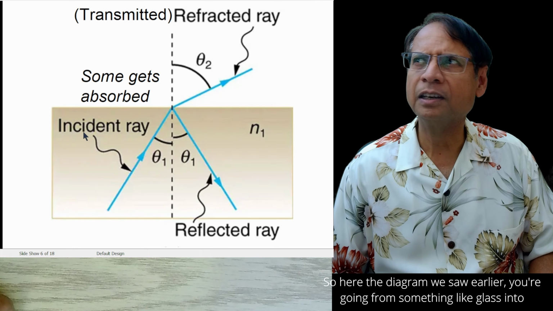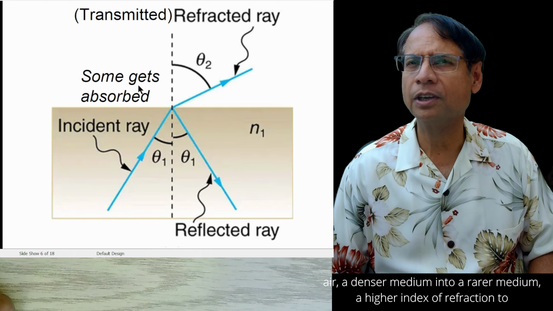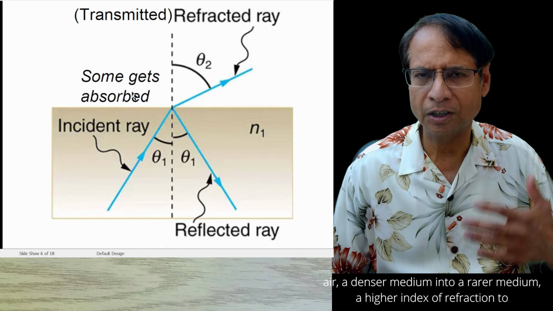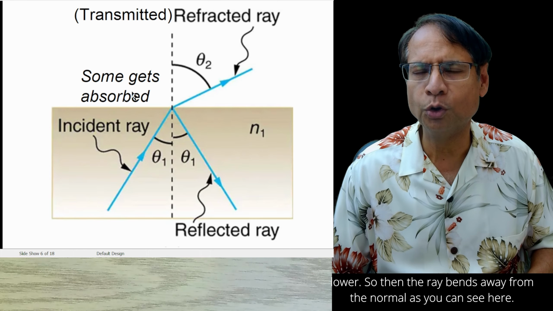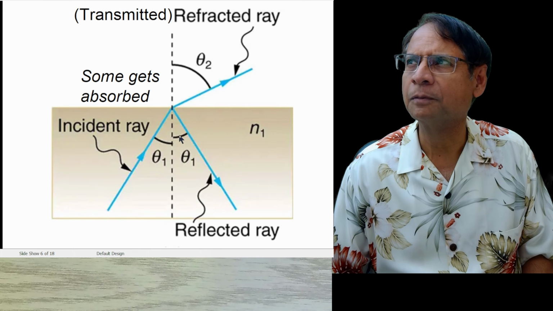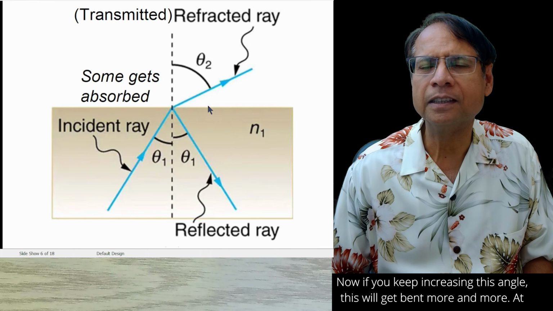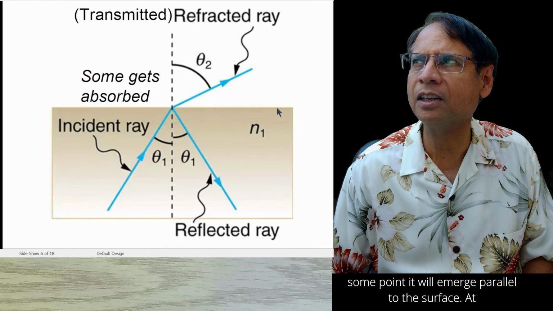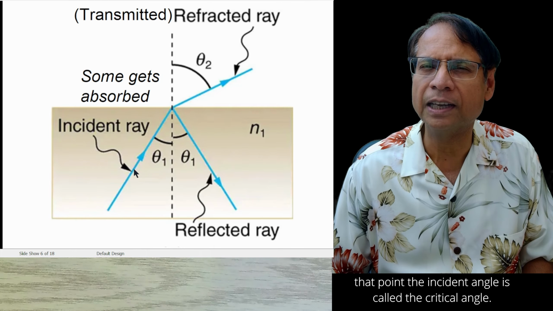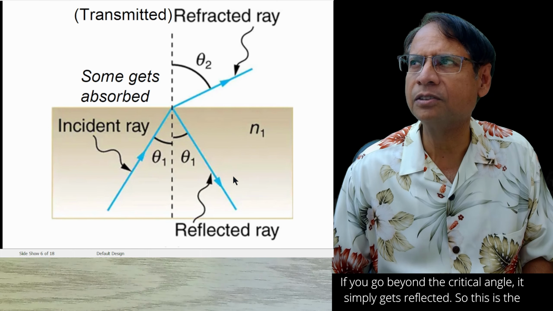So here's the diagram we saw earlier. You're going from something like glass into air, a denser medium into a rarer medium, a higher index of refraction to lower. So then the ray bends away from the normal, as you can see here. Now if you keep increasing this angle, this will get bent more and more. At some point, it will emerge parallel to the surface. At that point, the incident angle is called the critical angle. If you go beyond the critical angle, it simply gets reflected.